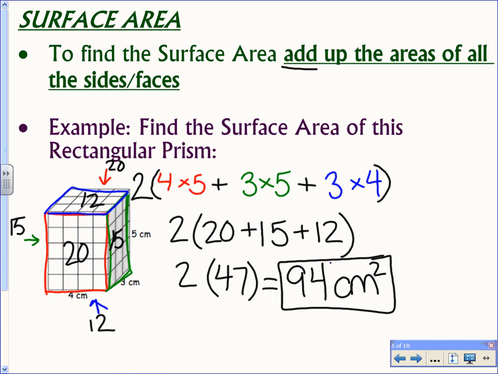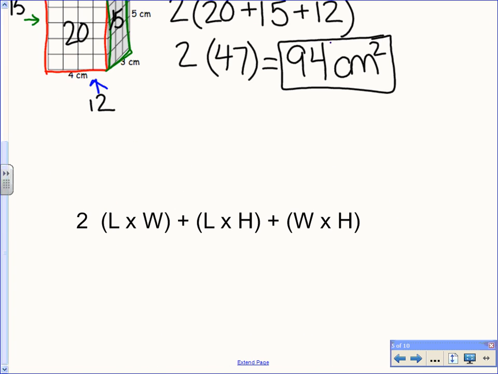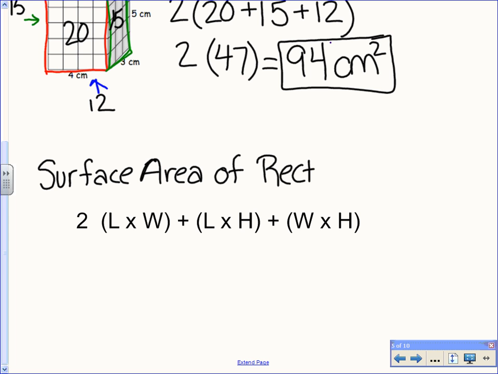There is a formula for calculating the surface area of any rectangular prism. Length times width plus length times height plus width times height, all times 2.